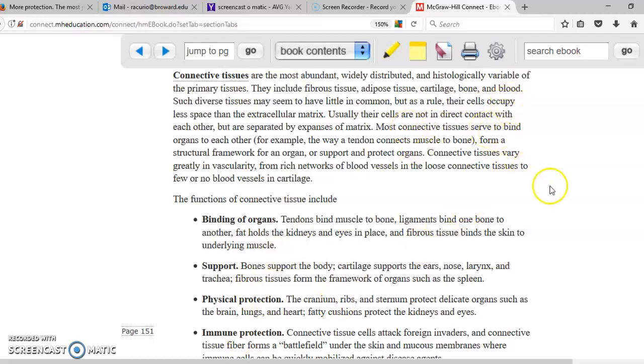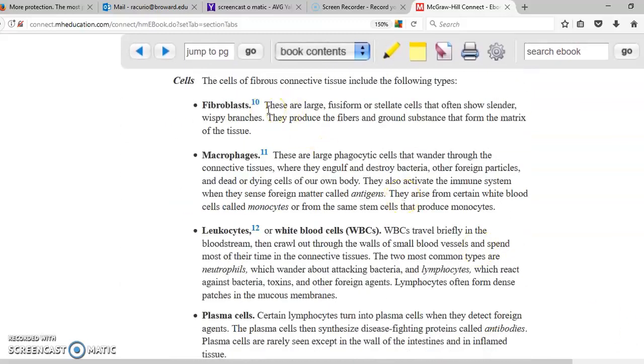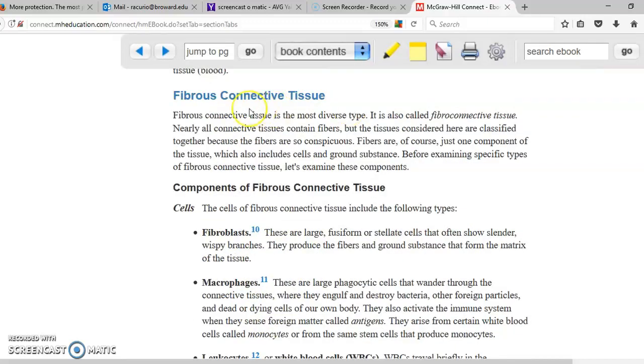Since we have all these tissues, you know that tissues are made of cells. So therefore, we are supposed to find multiple different types of cells. And you have in here fibroblasts. You're going to find it in the fibrous tissue. You have macrophages in blood, leukocytes also in blood, plasma cells also in blood.